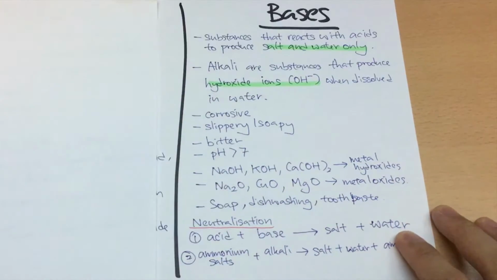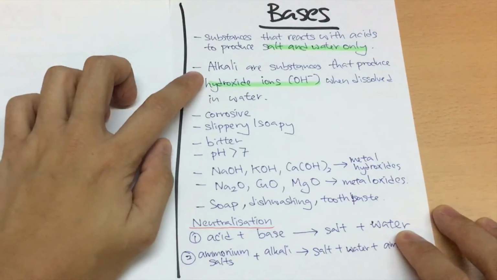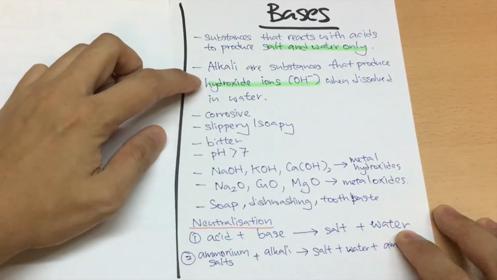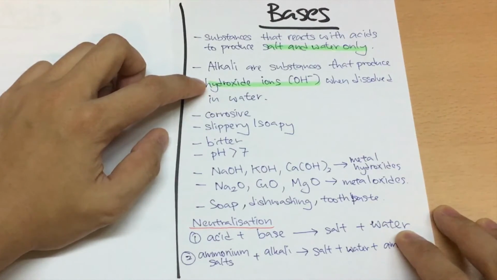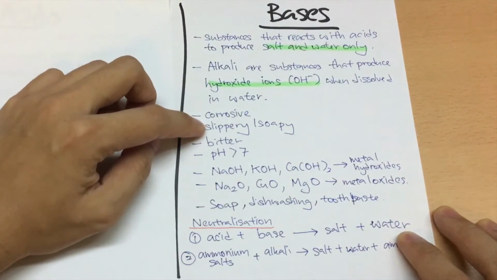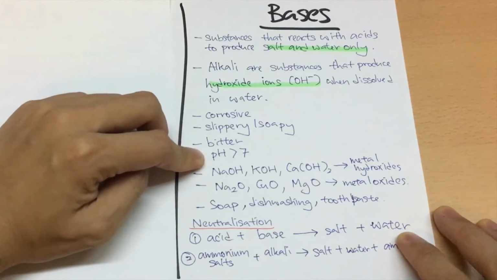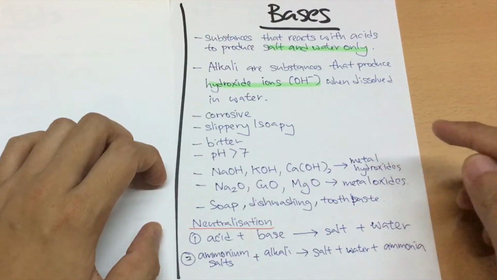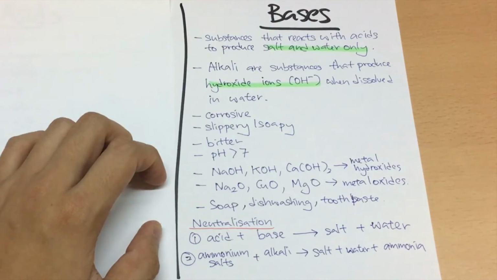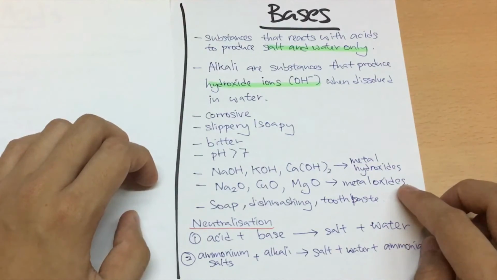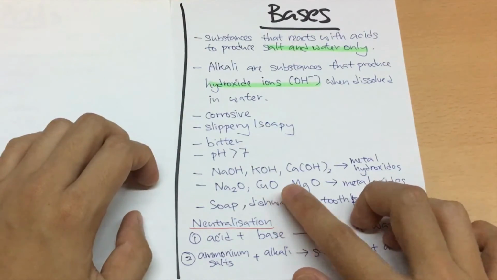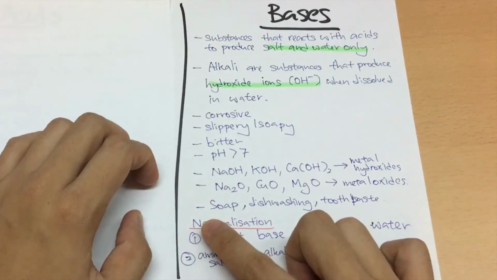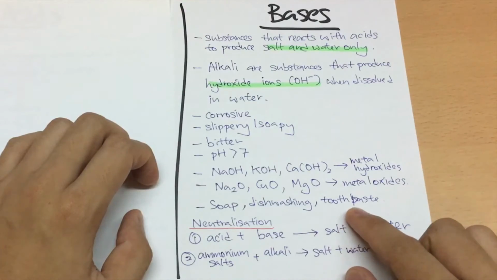Next, bases are substances that react with acids to produce salt and water only. Soluble bases are also known as alkali. Alkali are substances that produce hydroxide ions, OH- ions, when dissolved in water. Bases are corrosive, feel slippery or soapy, taste bitter, and have pH above 7. Examples of hydroxides include sodium hydroxide, potassium hydroxide and calcium hydroxide. While examples of bases include sodium oxide, copper(II) oxide, and magnesium oxide. Bases can be found in soap, dishwashing fluid, and toothpaste.